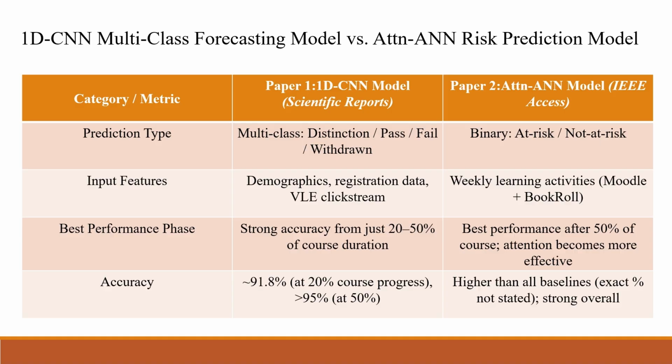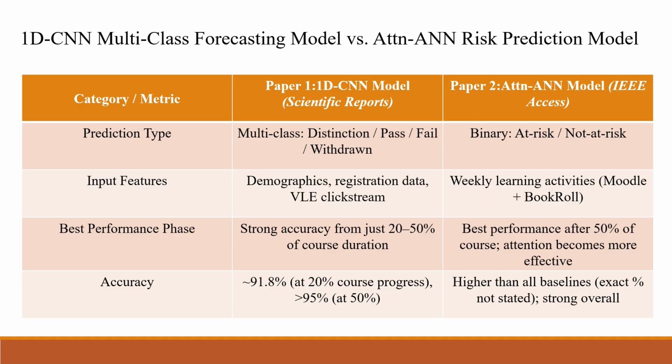The two models are different in prediction type. The CNN model predicts 4 categories like pass or fail, but the attention model only predicts if a student is at risk or not. They also use different input. CNN uses things like demographics and click behavior, while ATTEN-ANN uses weekly learning activities from Moodle and Bookroll.